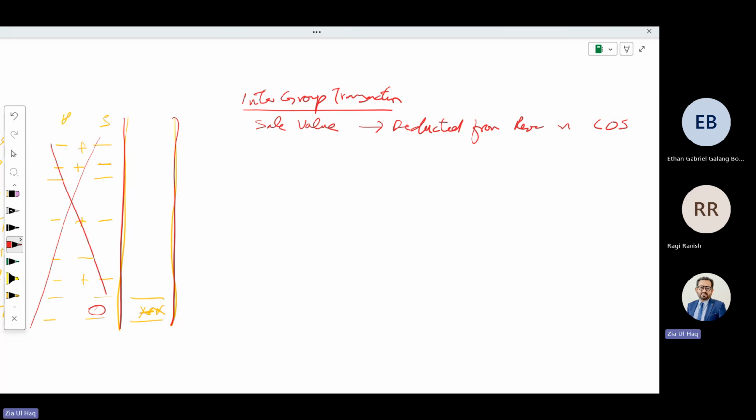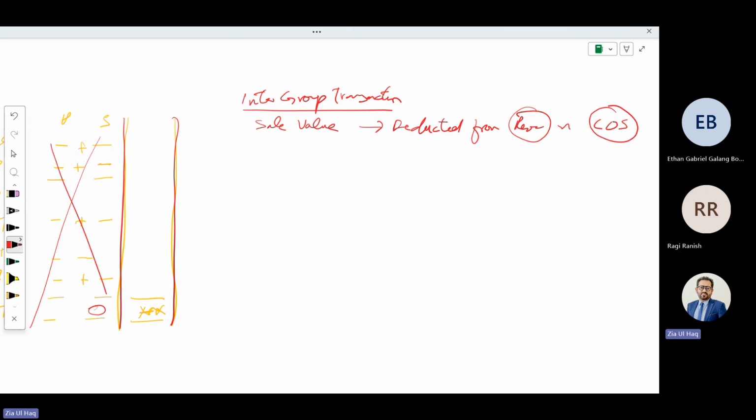Suppose the parent company sold 100,000 of inventory to the subsidiary. What is their cost? What is the profit? Forget about it. The sales value, because at the time of sale, the parent company recorded sales of 100,000. The subsidiary recorded purchases of 100,000, which is recorded in cost of sale. So we need to deduct that 100,000 from revenue and 100,000 from cost.